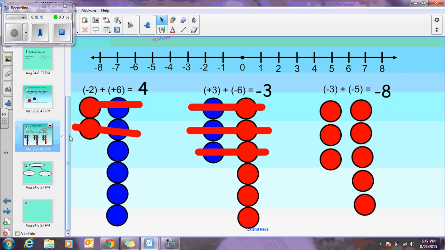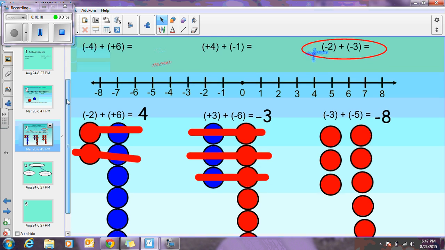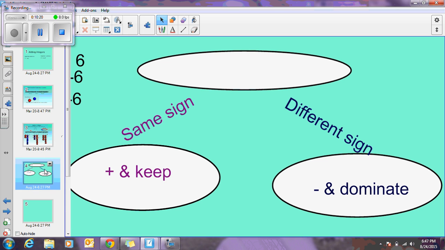So you can do things with a number line up here. You can do them with counters. You also could do the strategy that I am used to teaching in 8th grade. It's where you have to look at the signs. If you have the same signs, a positive and a positive, a negative and a negative, you just add the numbers and you keep the sign. If you have different signs, you're putting together a positive and a negative, technically you subtract and you dominate. You look at whatever is the bigger number, and that's the sign that gets to stay. Let me show you some examples.